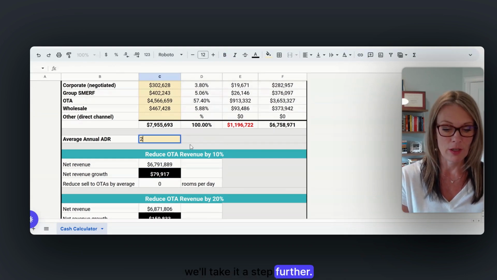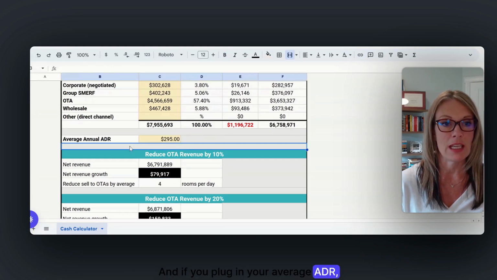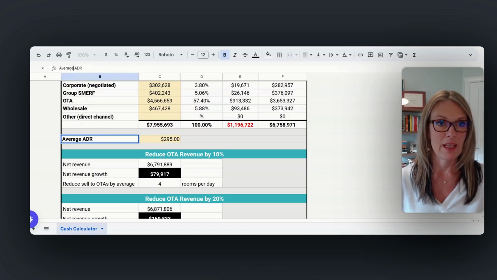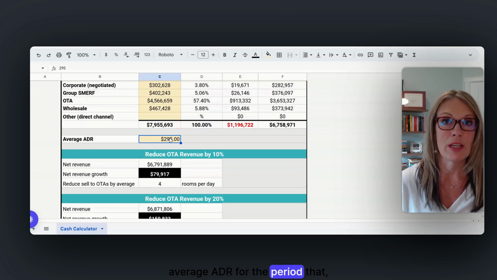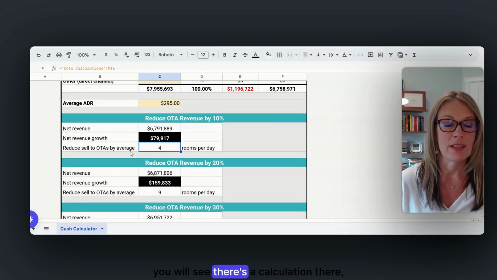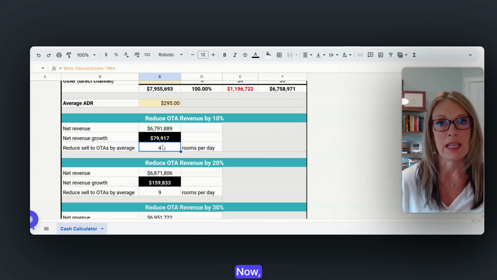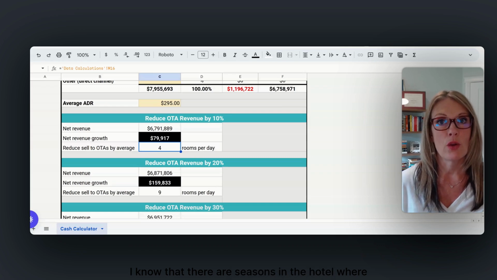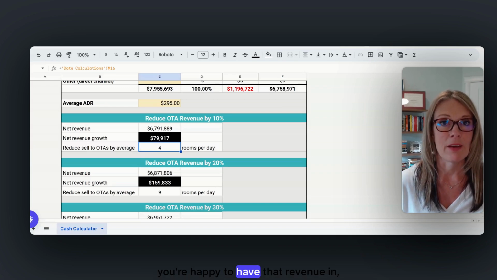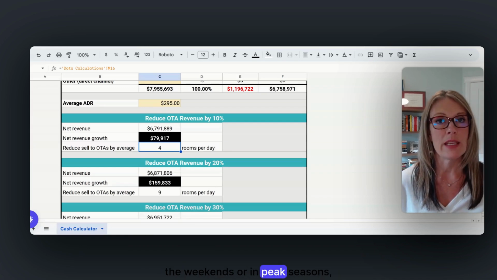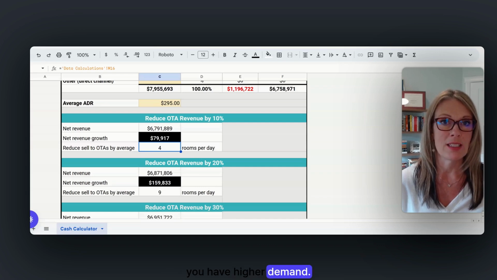Now we'll take it a step further. If you plug in your average ADR, I know it says annual here, but if you just put in your average ADR for the period you're measuring, you will see there's a calculation there. And that is to reduce your sell to the OTAs by an average of 4 rooms a day. Now, I know that there are seasons in the hotel where you're happy to have that revenue in, but this is more so for demand periods, on the weekends or in peak seasons, when you have higher demand.